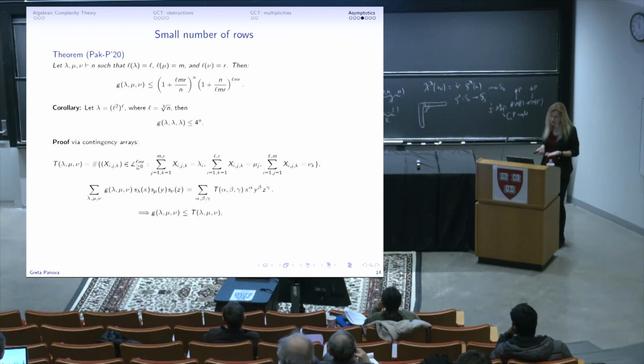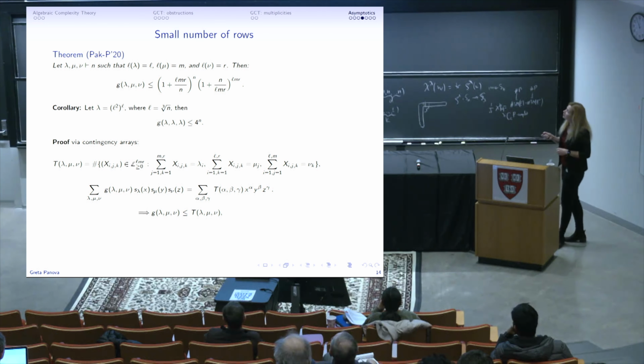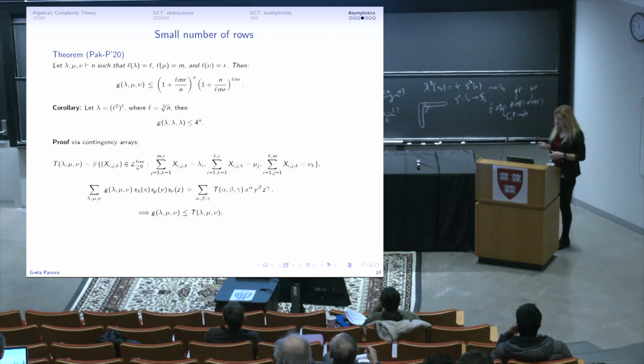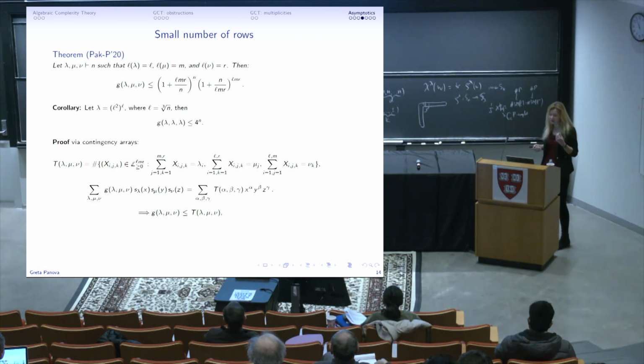And how this works, I can maybe show you. Right, well, there is no time. So the proof goes through symmetric function identities that we can use when the Kronecker coefficients show up. And they can be bounded by this T, and T is counting three-dimensional contingency tables.